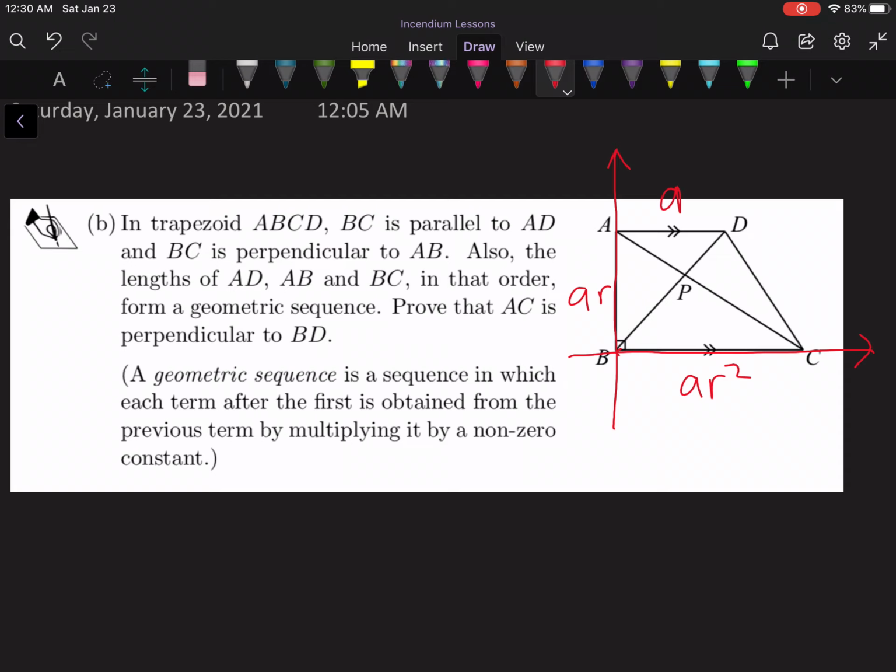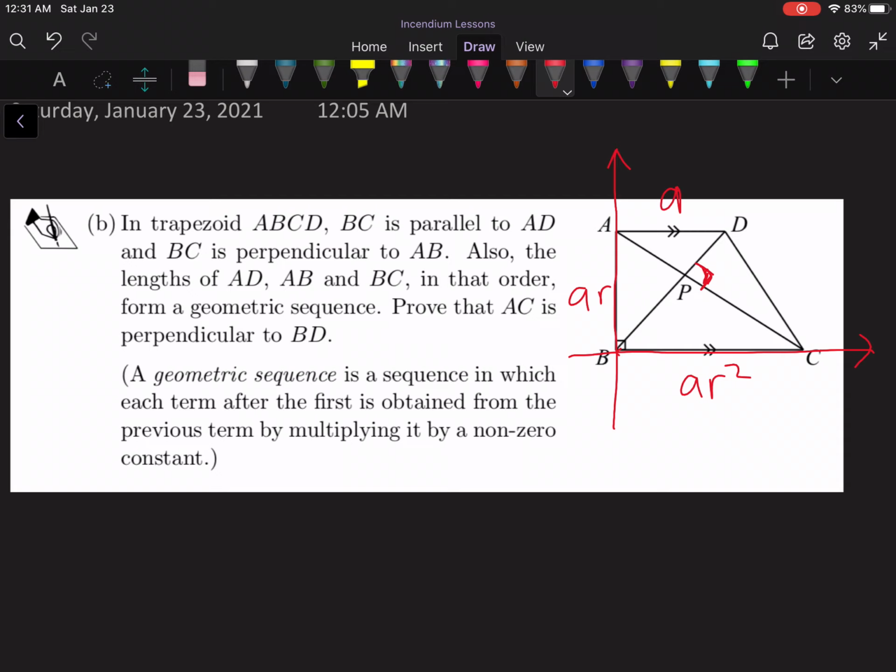So now let's think. We need to prove that AC is perpendicular to BD. So we need to prove that this angle right here is a right angle. So here's the approach to solving this problem: think about the slopes of AC and BD individually. That's the key insight.